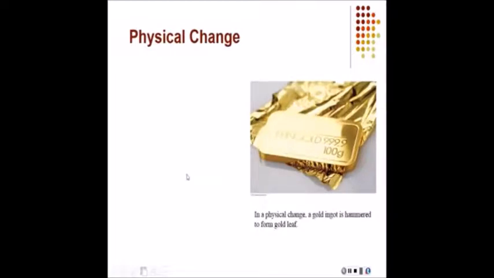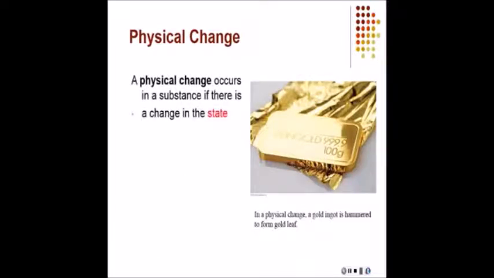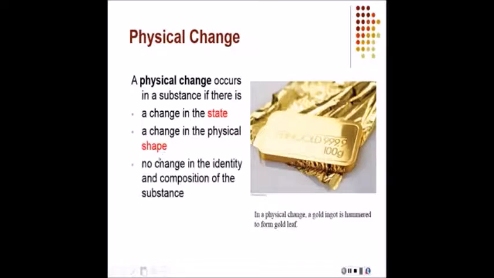Now, a physical change, on the other hand, is a little bit different than a physical property. A physical change occurs when the substance is in one state of matter and changes to another. So the change in the shape. So here's a bar of gold. If you were to heat this gold and reach its melting point, it would then change shape, but it's still gold. It might be liquid gold. There's no change in the identity of the composition of the substance in a physical change.